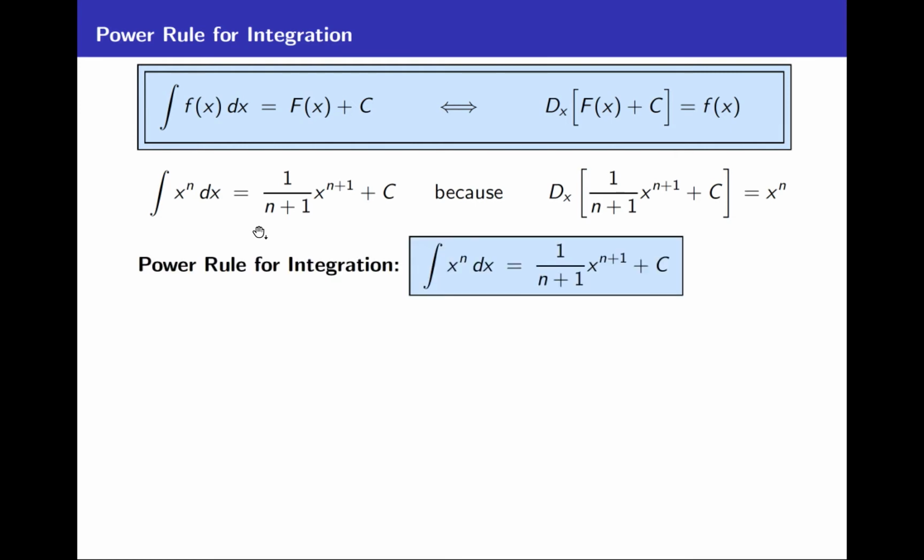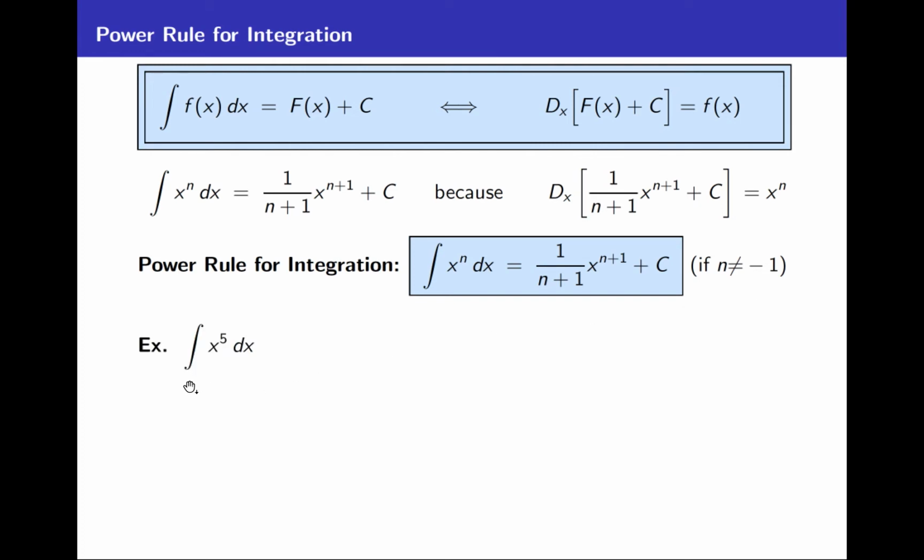This is called the power rule for integration. It reads just as we said here, the integral of x to the power of n dx equals 1 over n plus 1 times x to the power of n plus 1 plus c. And I'll remark that this works only if n is not equal to negative 1, because if n were negative 1, you'd be dividing by 0 right here. So n has to be something else other than minus 1.